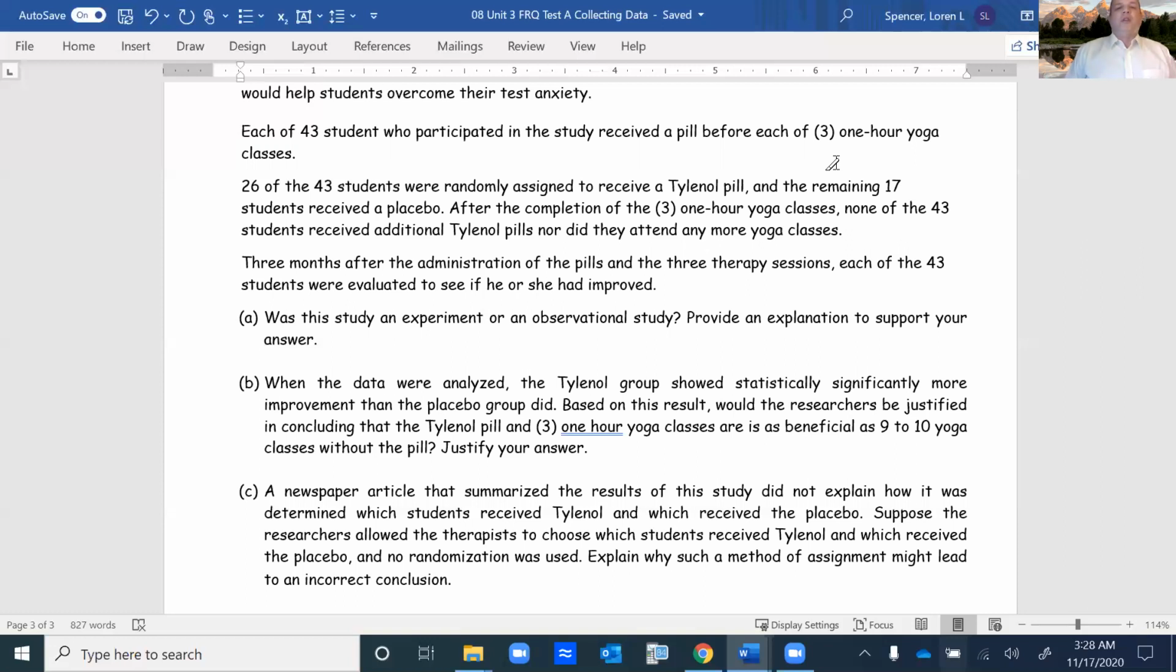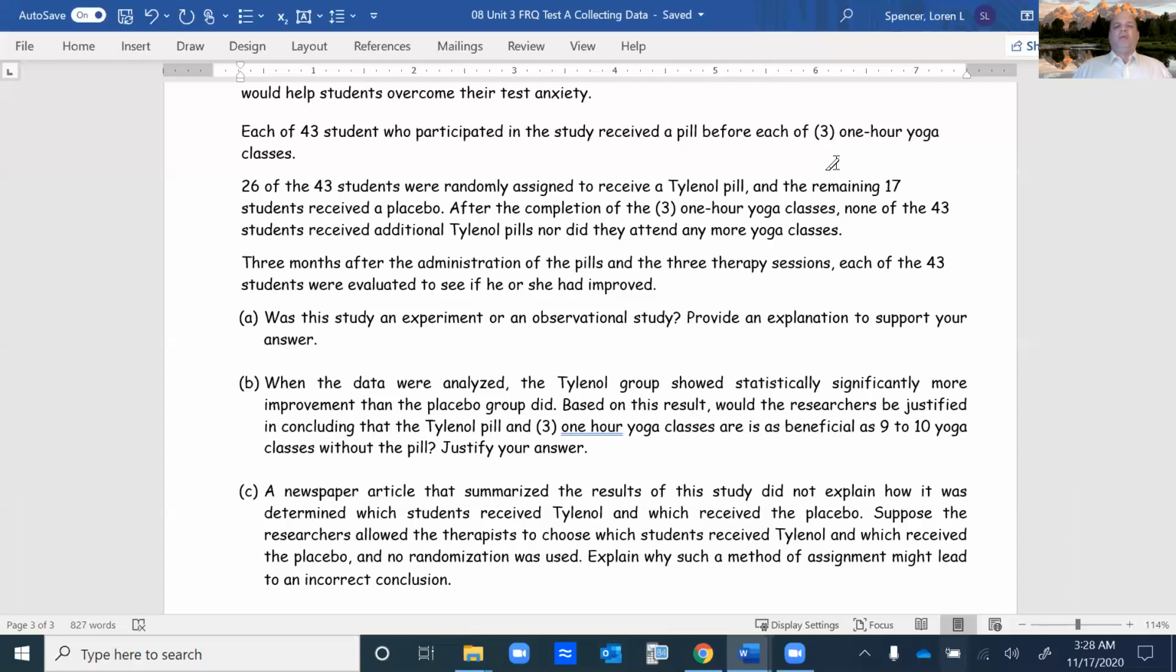After the completion of the 3 one-hour yoga classes, none of the 43 students received additional Tylenol pills, nor did they attend any more yoga classes. So basically, 3 one-hour yoga classes and a pill, and that's it. 3 months after the administration of the pills and the 3 yoga sessions, each of the 43 students was evaluated to see if he or she had improved.